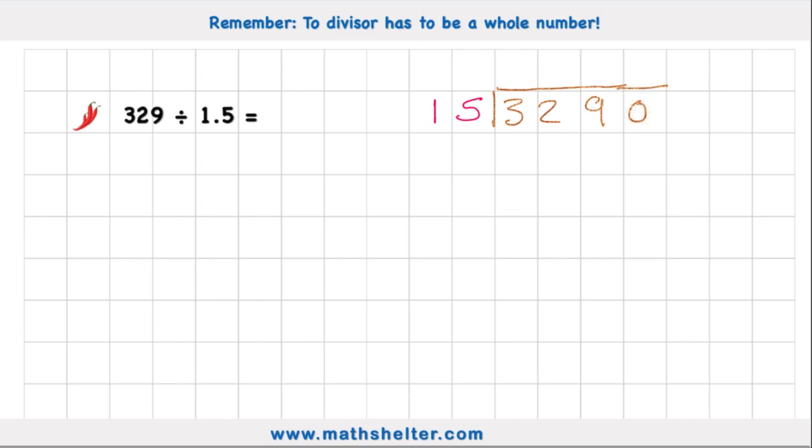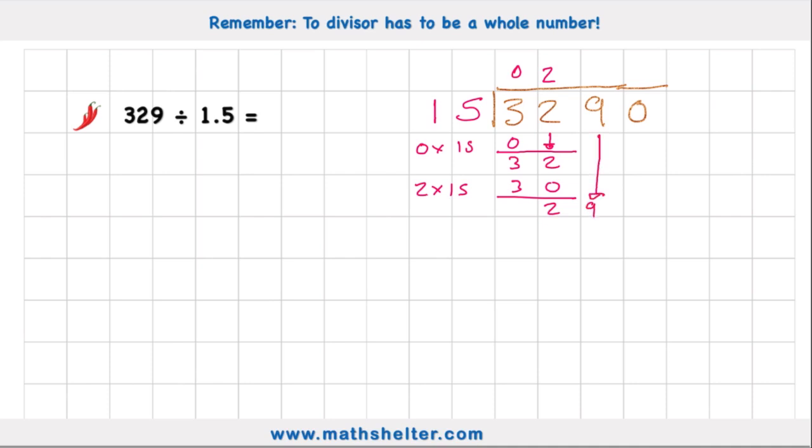Now I can begin, and I can look at how many 15s there are in 3. Well, obviously I'm going to have 0, and 0 times 15 is 0. And therefore 3, subtract this 0, still leaves me with 3. Drag down the 2, and I have 32. How many 15s in 32? I think there's going to be 2 whole, and then 2 times 15 is 30. Subtract that away, leaves me with 2. Bring down my 9, and I now have 29.